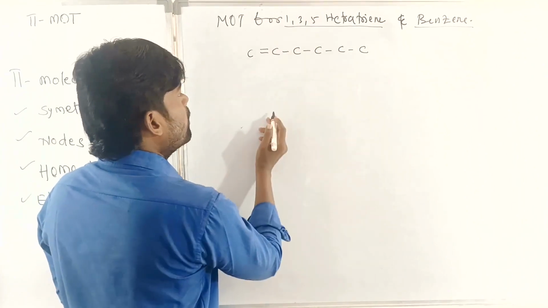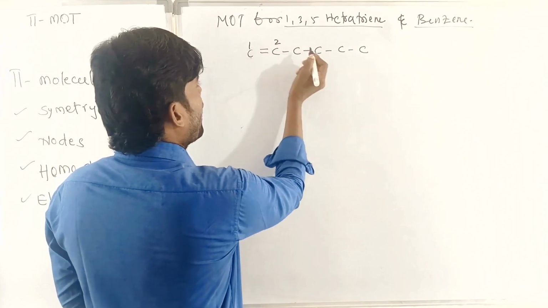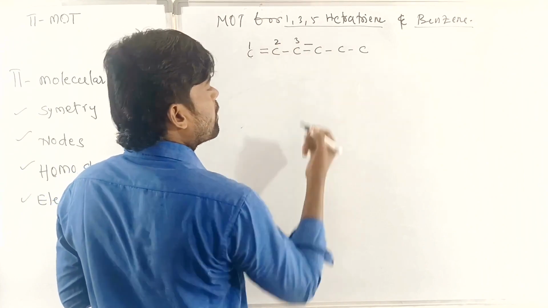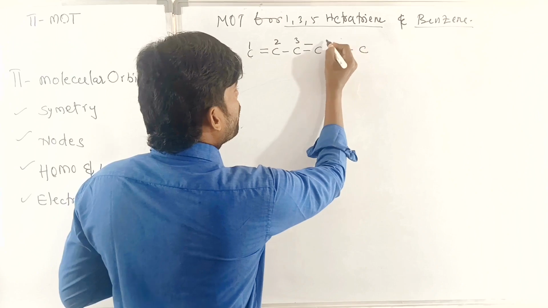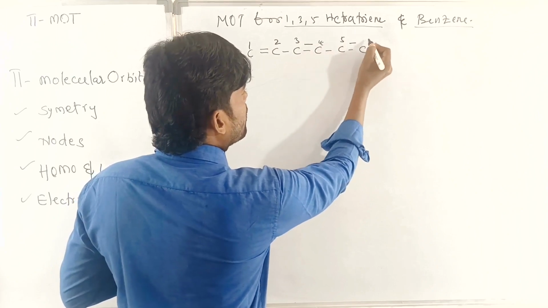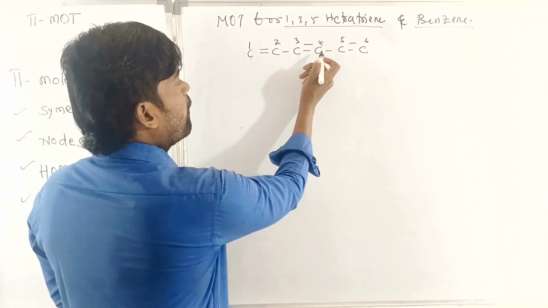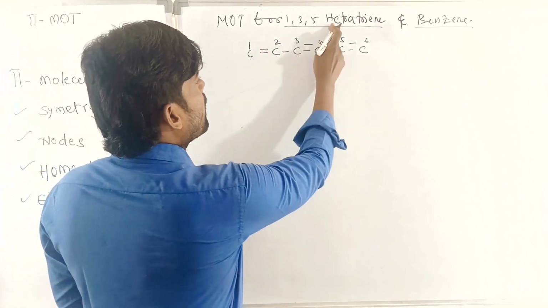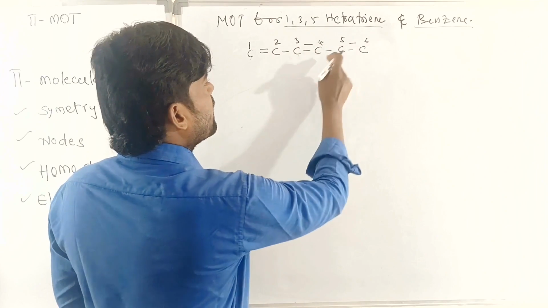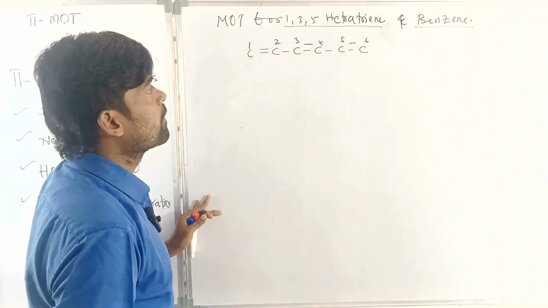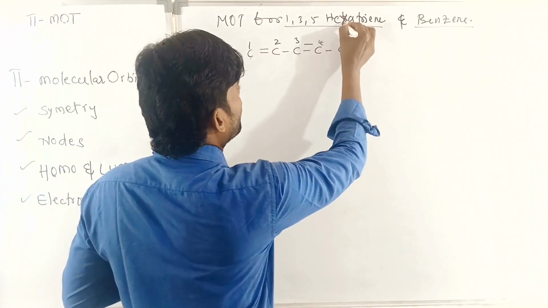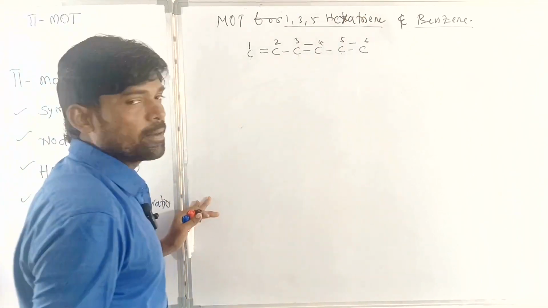First carbon has a double bond, the third carbon has another double bond, and the fifth carbon has another double bond. 1, 3, 5 hexatriene.